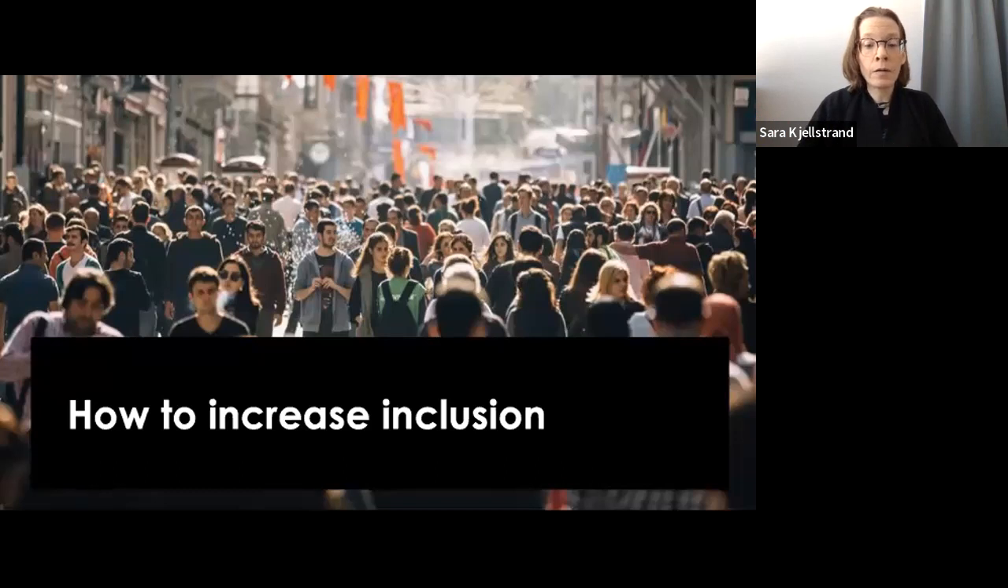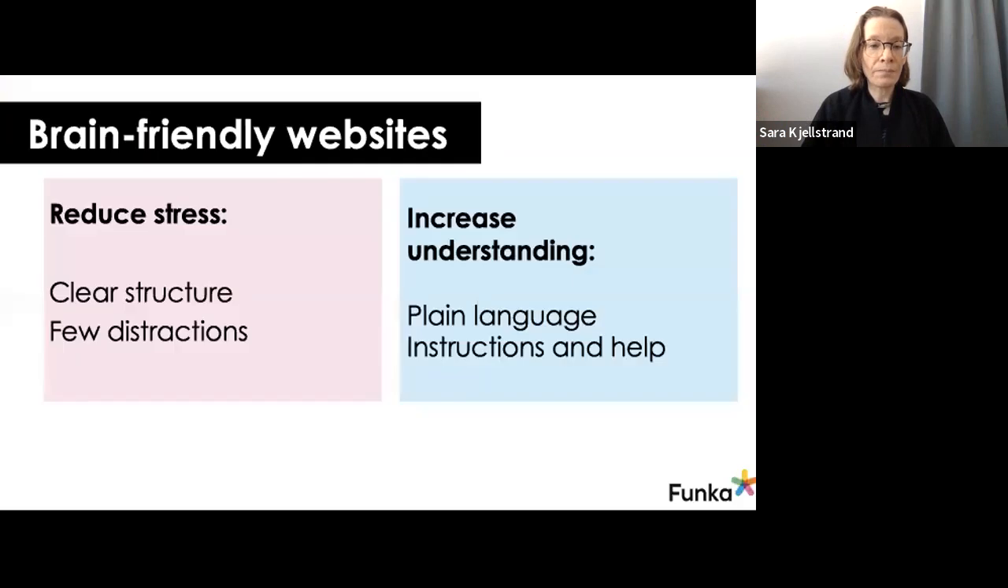So if we move on a bit to how you can increase inclusion, to the more positive sides of the presentation. What we saw in the research is that there are quite a lot of guidelines on cognitive accessibility, and they boil down into two very concrete components. It's about reducing stress and having a clear structure with few distractions. And then on the other side, to increase understanding.